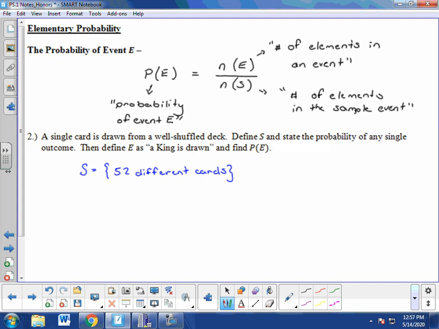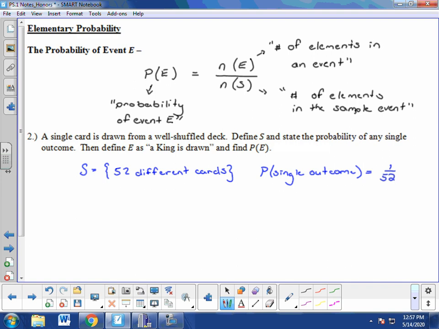So we know there's 52 total options in the sample space. So the probability of any single outcome, so the probability that I draw, let's say, the ace of spades, is 1 out of 52, because there's one ace of spades out of the 52 total cards.